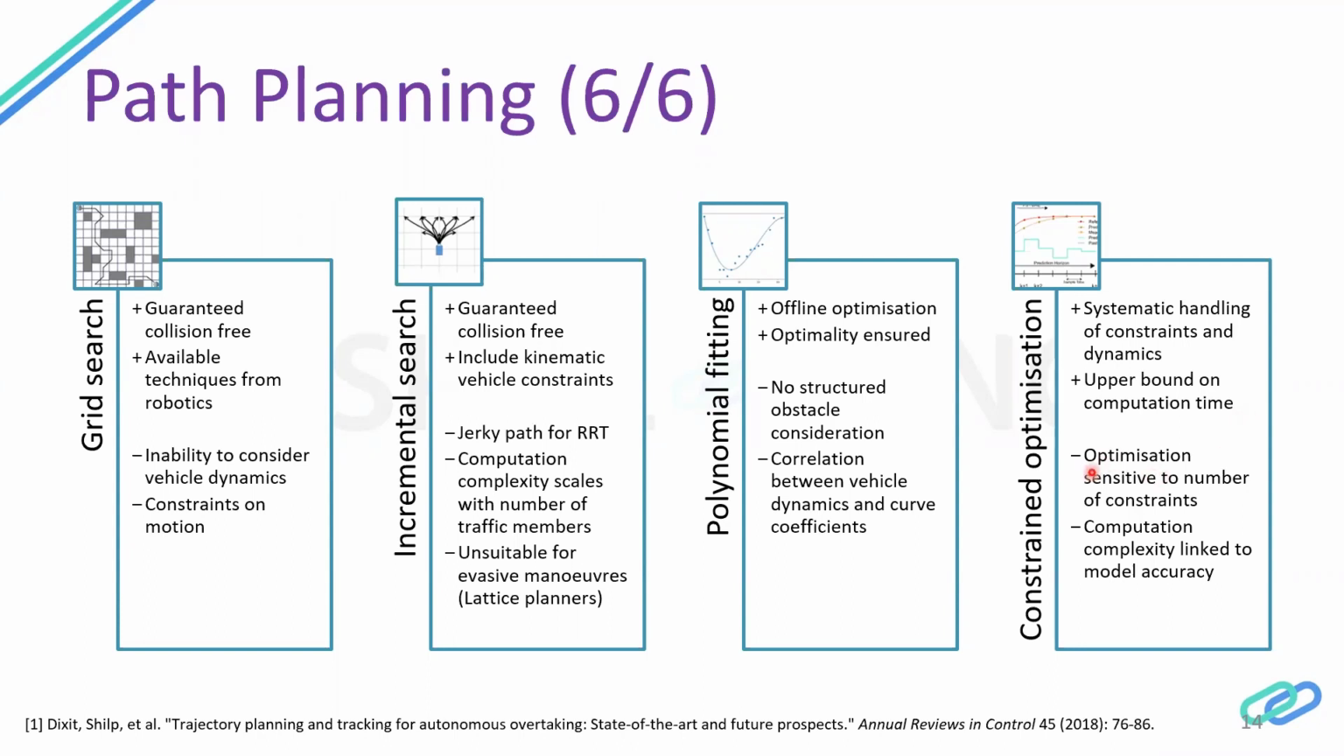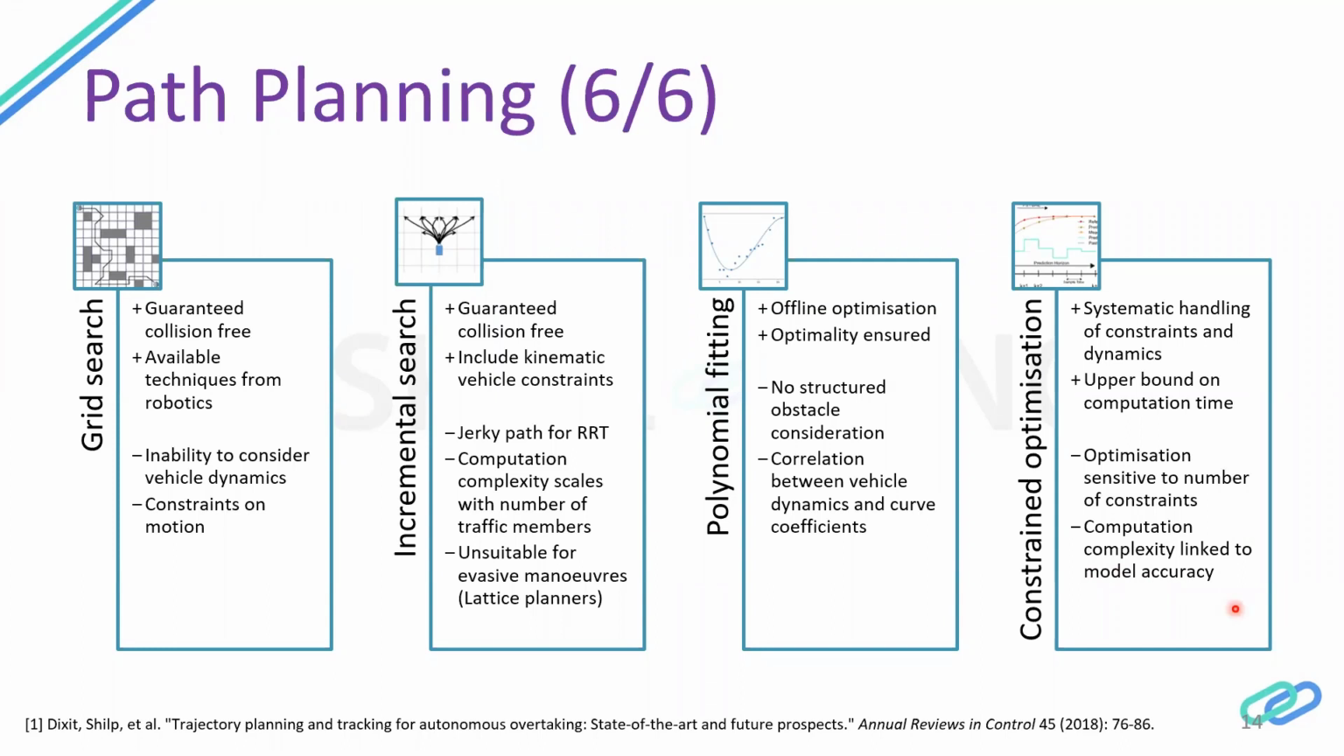Some of the shortcomings or challenges for this technique: the complexity of the optimization is very sensitive to the number of constraints. So if you have very complex road geometries or very complex collision avoidance constraints, the optimization might be very tricky to solve. And also the computational requirements are linked to the accuracy of the model. The higher the accuracy of the vehicle model, the better the paths that are designed, but it also requires a lot more computation.